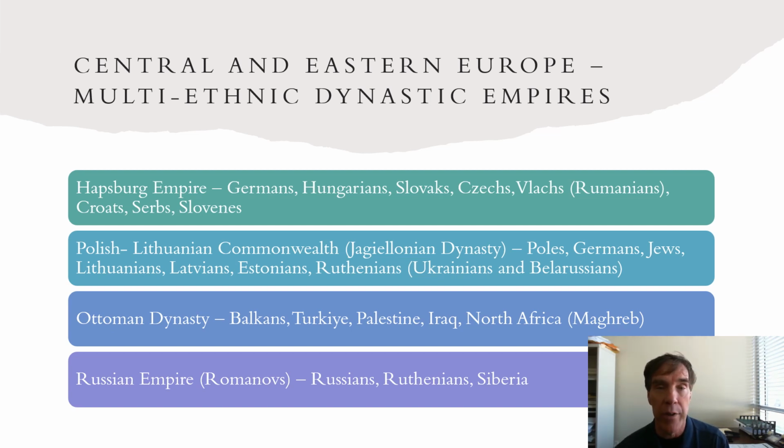Now, it was also a multi-ethnic empire. So you have ethnic Russians, but also Ruthenians, what is today parts of Belarus and Ukraine. And also, Russia began its vast expansion eastward across northern Asia in what is today called Siberia. And this was an area inhabited by many different indigenous peoples. So in Eastern Europe, you have the rise of these very strong and powerful multi-ethnic empires ruled by dynasties.